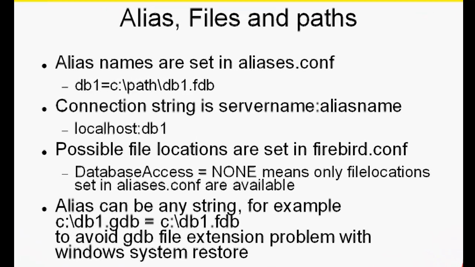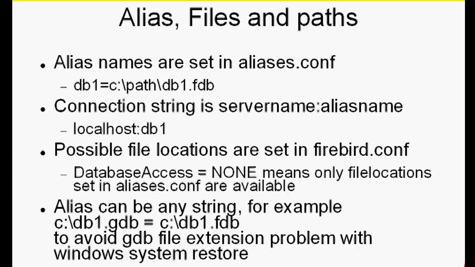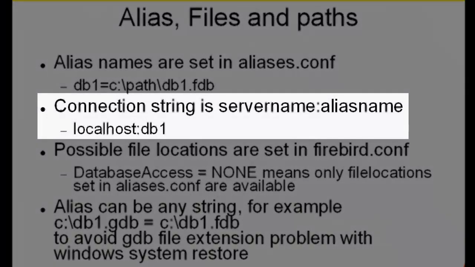We'll continue in this session with a look at configuring aliases, files and paths. Normally, when you connect to a database, you use a connection string, which consists of the server name, a colon, and the path to the database. This information tells the client where it should send its data to.